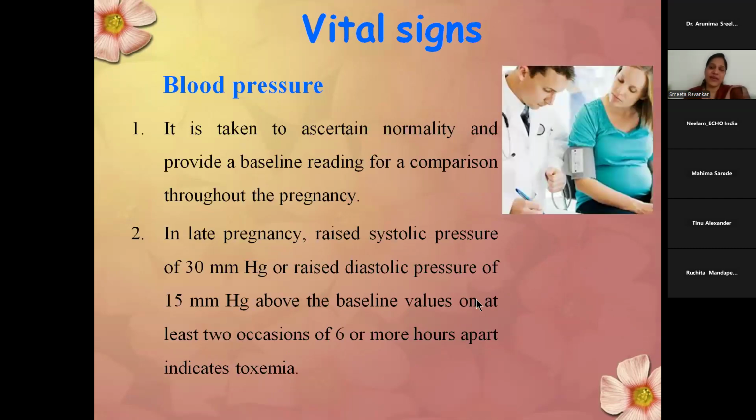This is also a very important aspect when we are doing the physical examination or antenatal assessment. Every time, the woman's blood pressure has to be assessed. Why? Because it gives a baseline. Suppose later on in the second trimester her blood pressure has increased, we can compare it with the baseline from the initial assessment. In late pregnancy, a raised systolic pressure of 30 mm of Hg or a raised diastolic pressure of around 15 mm of Hg above the baseline values, on at least 2 occasions 6 or more hours apart, may indicate toxemia. So what are the toxemias?